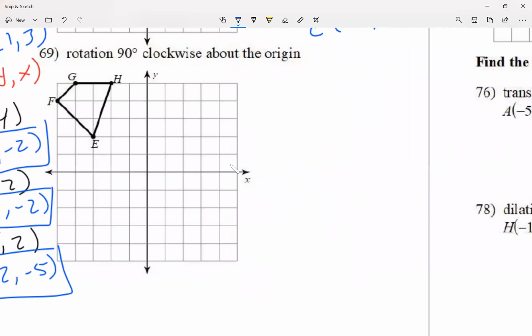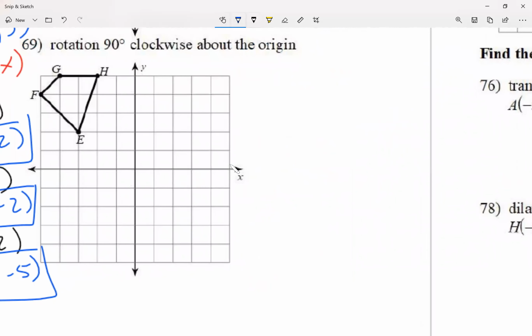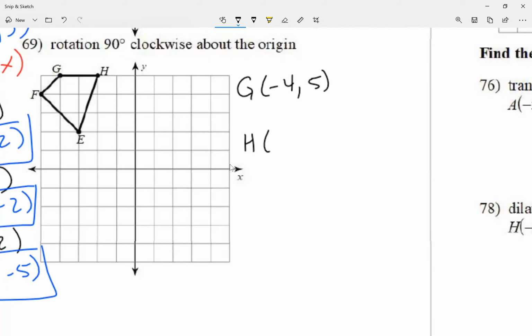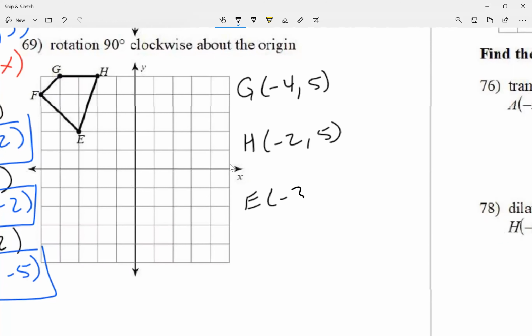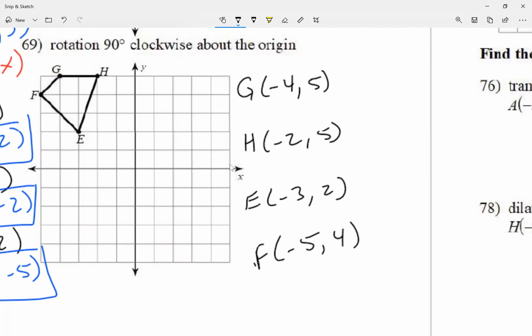Now let's take a look at question number 69. Let me get the original points, the original values, to begin with. G is (-4, 5). H is (-2, 5). E is (-3, 2), and F is (-5, 4). Now I look at my notes, 90 clockwise, right?